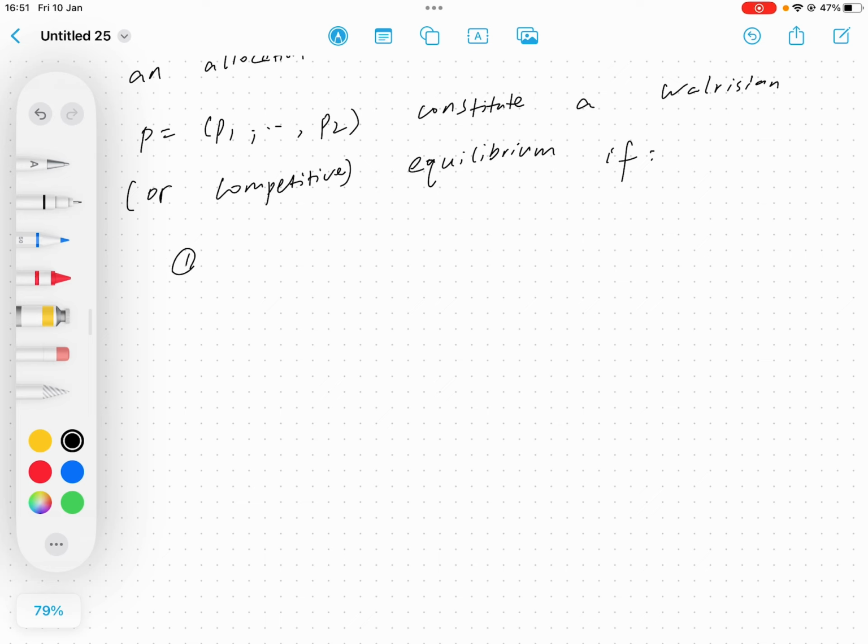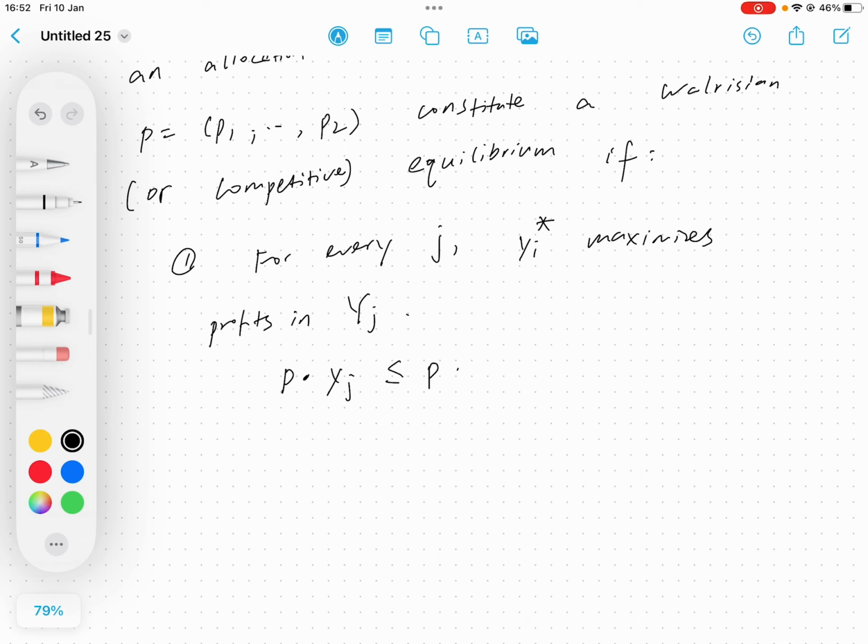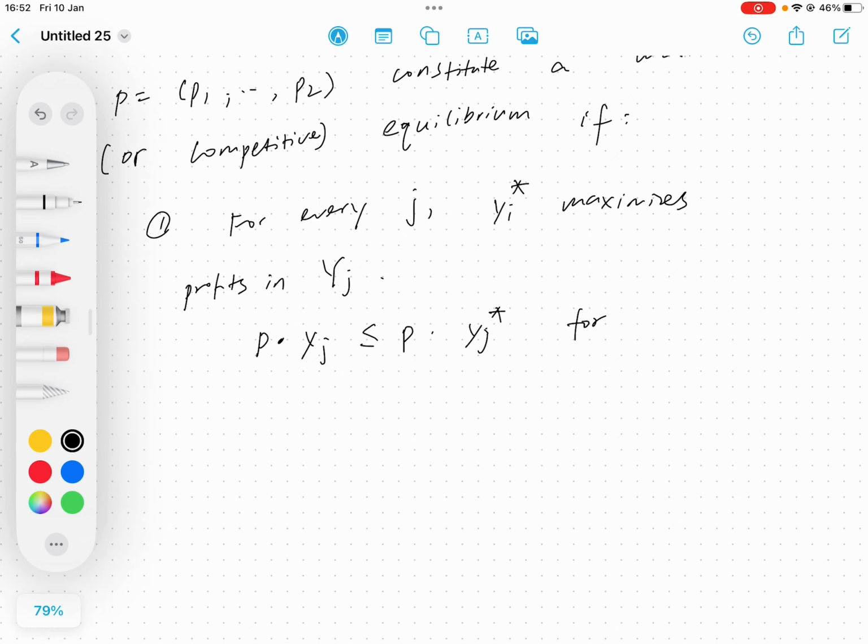Okay, so the first one is going to be for every firm j, the production y_j star maximizes profits in the technology Y_j. So that is p · y_j less than or equal to p · y_j star. Okay, so this y_j star is just the solution to this PMP problem, right, for all y_j.